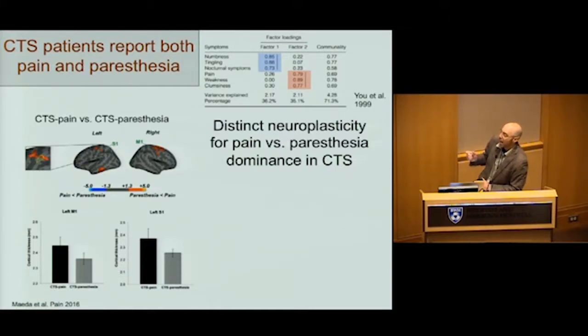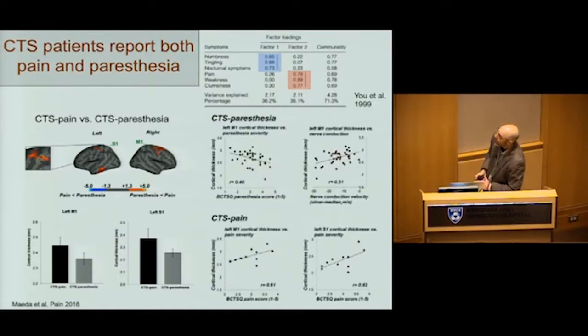And it just so happens that CTS patients are usually predominantly paresthesia dominant patients, not pain dominant patients. So that's probably why we saw this decrease in S1 in the full cohort of patients that we reported previously. And this was interestingly correlated with the amount of paresthesia severity in the paresthesia dominant patients, and also the amount of pain in the pain predominant patients.